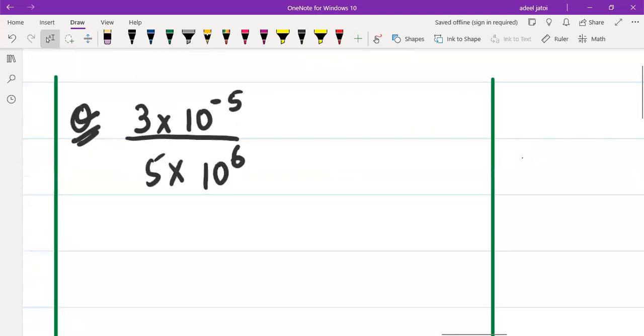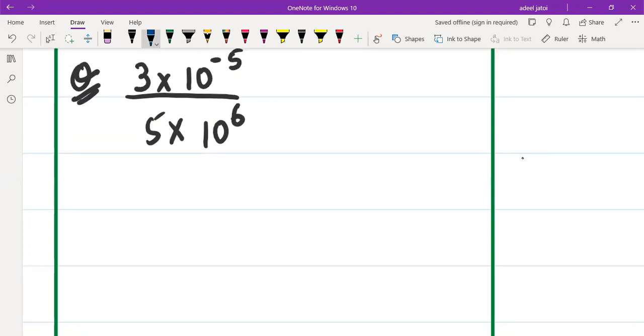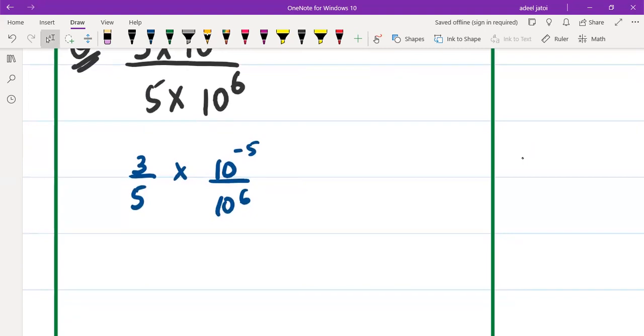So here's another example. It says 3 upon 5 multiplied by 10 to the power minus 5 and obviously 10 to the power 6, right? As I said, whenever there is a division, we'll be dividing the number separately and the base power separately. That means 10 to the power 6 will be separated from the numbers. Can we say 3 upon 5?